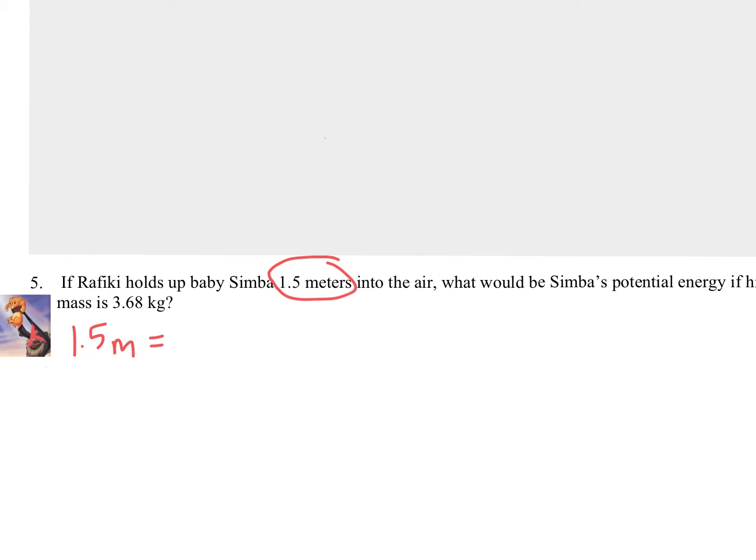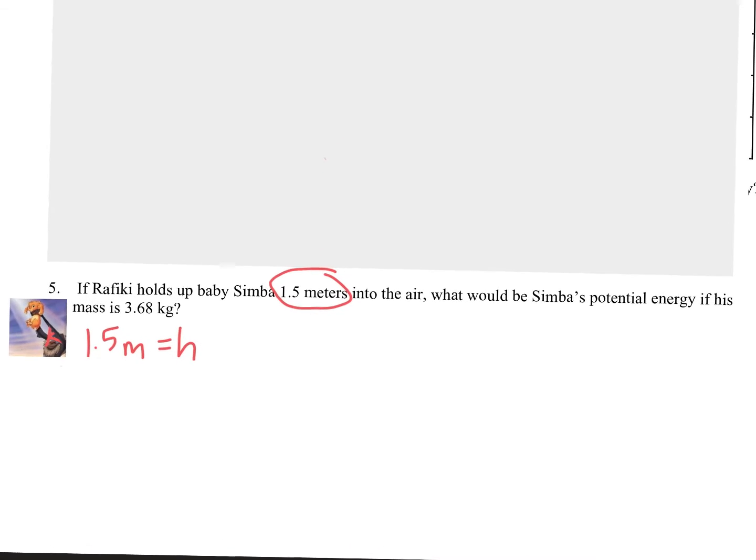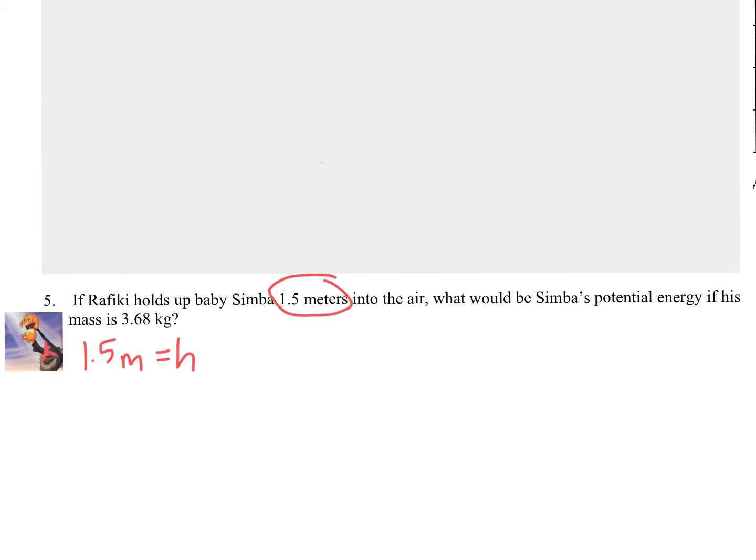Jumping to number 5, it says, if Rafiki holds up baby Simba 1.5 meters into the air, that means that it's at a height of 1.5 meters up into the air. So that's a height. What would Simba's potential energy be? And I better shrink this down here so that we can read this whole problem. What would Simba's potential energy be if his mass is 3.68 kilograms? So we know 3.68 kilograms is going to be baby Simba's mass. And we're looking for potential energy, PE.